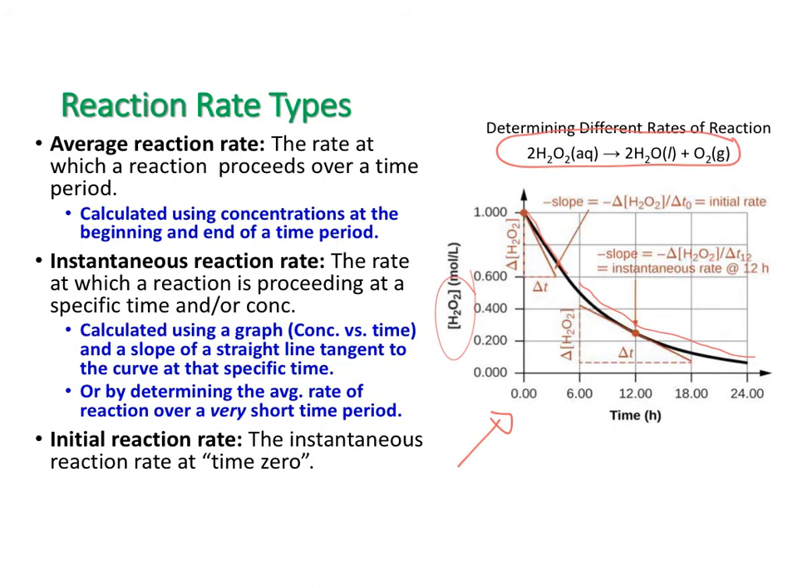So there are different reaction rate types. We have our average reaction rate, which is the rate within which a reaction proceeds over a certain time period. So this is just comparing from the beginning to the end overall what the rate is.